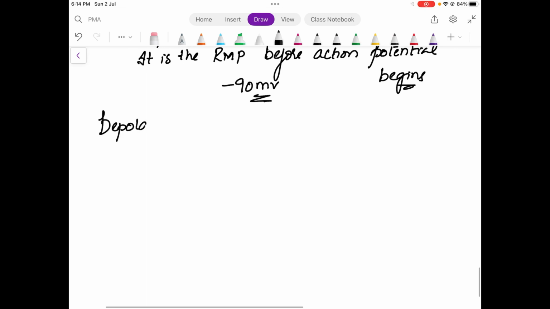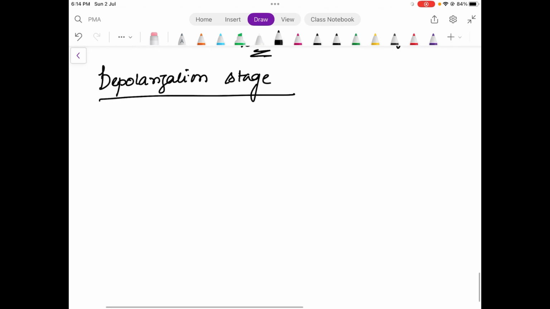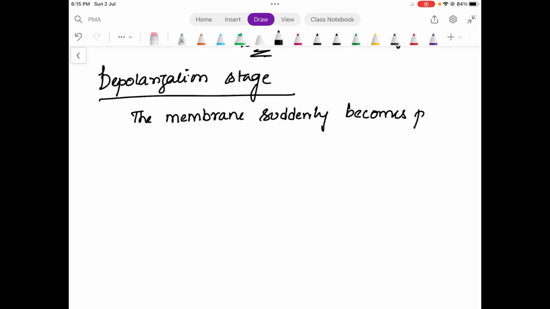Next is the depolarization stage. What happens in the depolarization stage? Whenever there is a stimulus, the membrane suddenly becomes permeable to sodium ions.